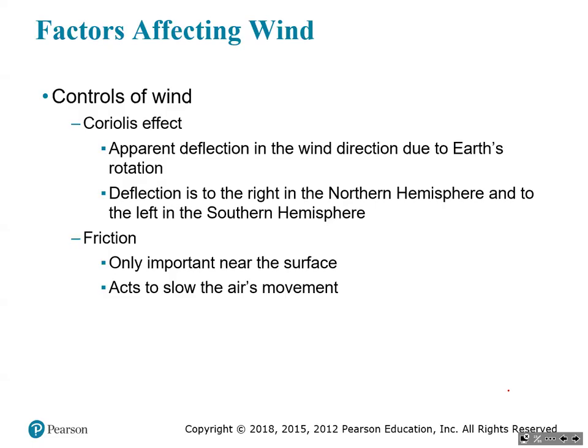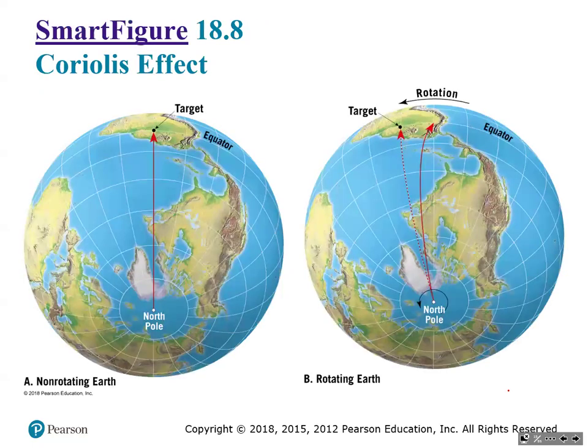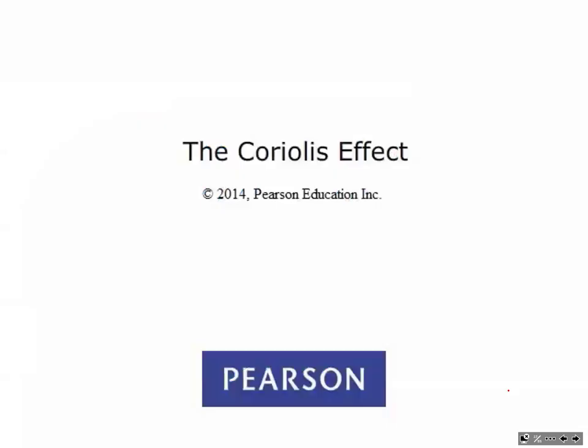Now, near the surface, another major effect is friction. This will act to slow the air's movement down, where it will interact with the surface and be slowed down. So with the Coriolis effect, basically, if you're aiming for some point on the equator, once you get there, the Earth has rotated out underneath you, and so that effectively deflects you to the right. Here is a short video about the Coriolis effect.